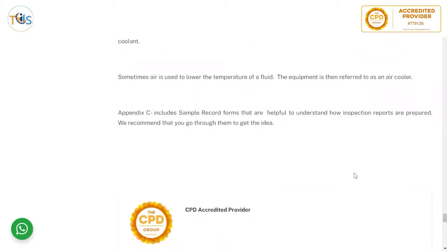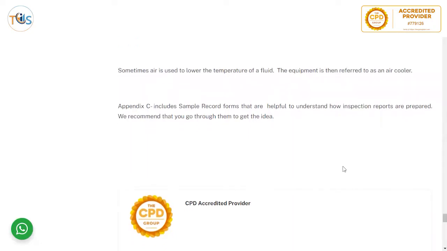Appendix C includes sample records and inspection record forms that are helpful to understand how inspection reports are prepared. We recommend that you go through them to get the idea.